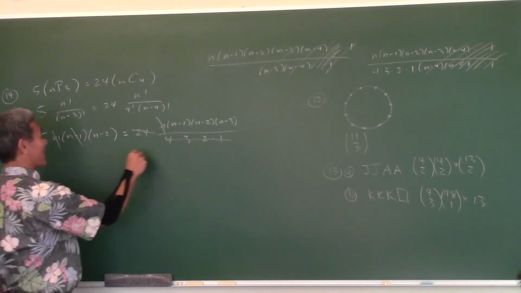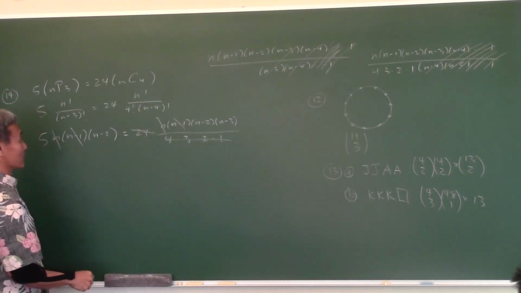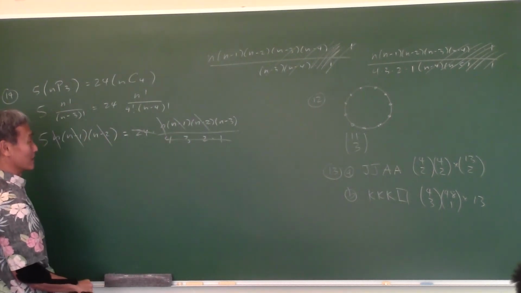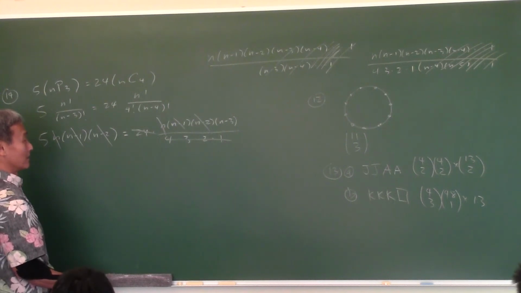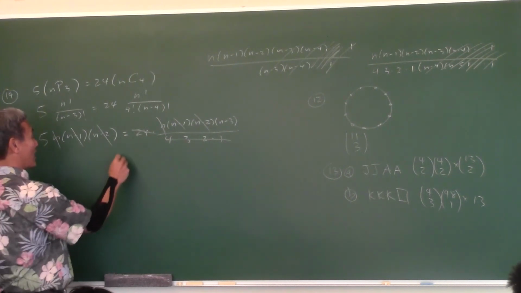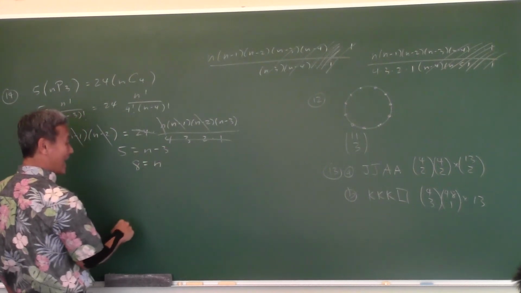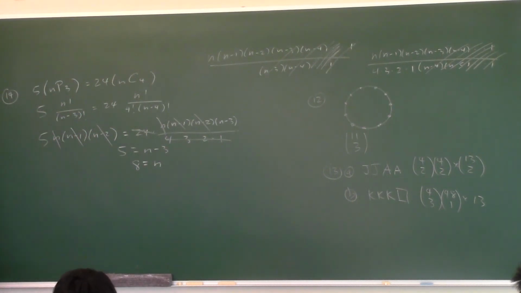So can I cancel n minus 1 then? Because 1 cannot be a solution. Yes. And then n minus 2, because 2 cannot be a solution. Yes. So all we have left then is 5 equals n plus 3, so therefore n equals 8. Ka-ching!